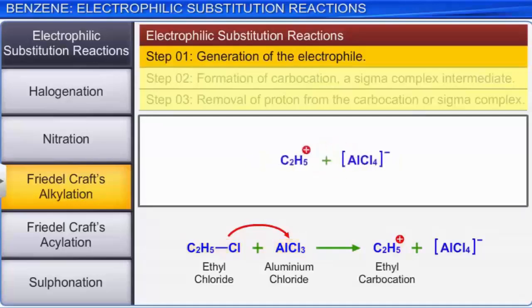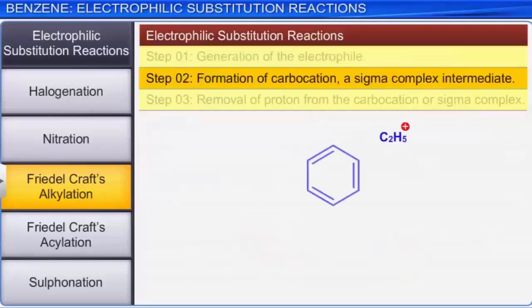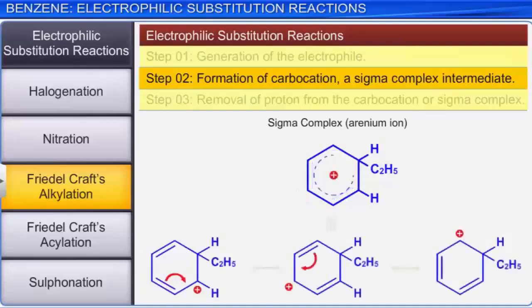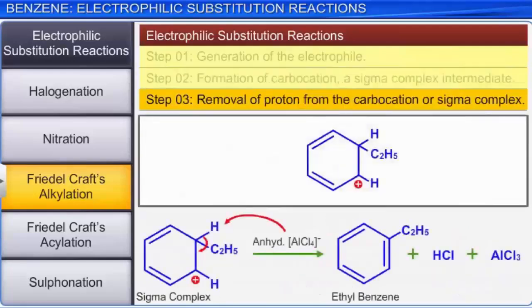In the second step, the carbocation attacks the pi electron cloud of benzene ring and forms the less stable intermediate called sigma complex or arenium ion. In the last step, the proton is removed from the intermediate sigma complex in the presence of the nucleophile Cl- ion. This results in the formation of ethyl benzene.